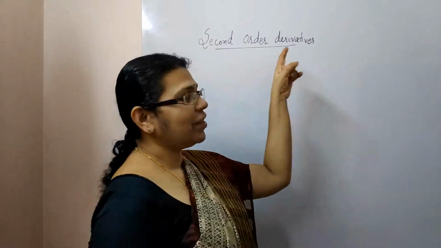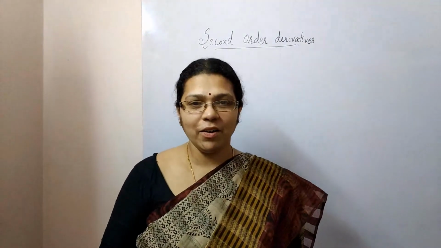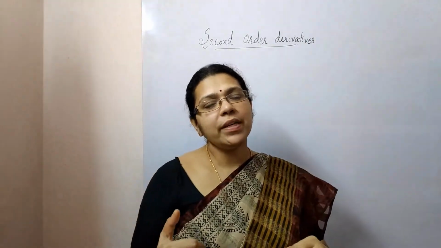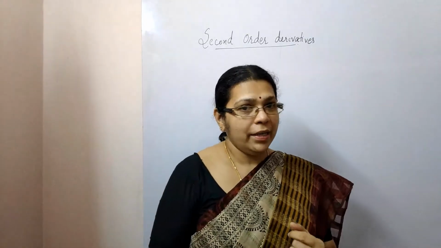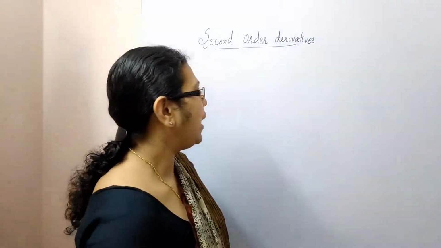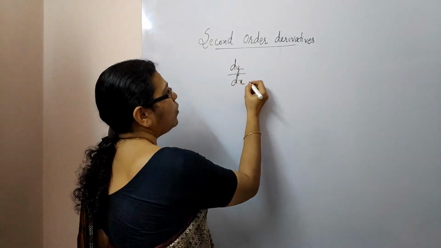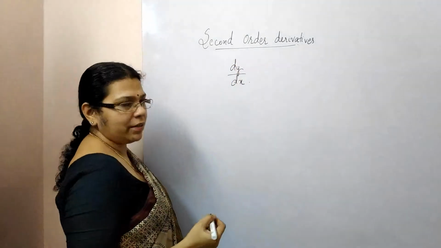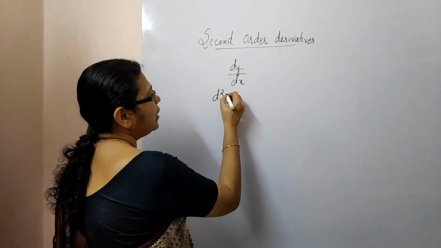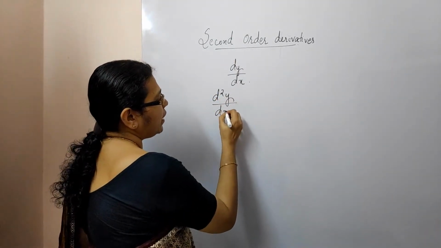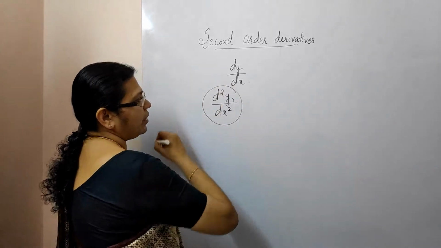Yes, children. So we come to the next session, that is the second order derivatives. Okay, the second order derivatives. So far we were discussing y is equal to a function f of x, and we were trying to find dy by dx. In the beginning of the session I told that dy by dx is the first order derivative. And now we are discussing the second order. Second order derivative is d square y by dx square. This is the second order derivative.